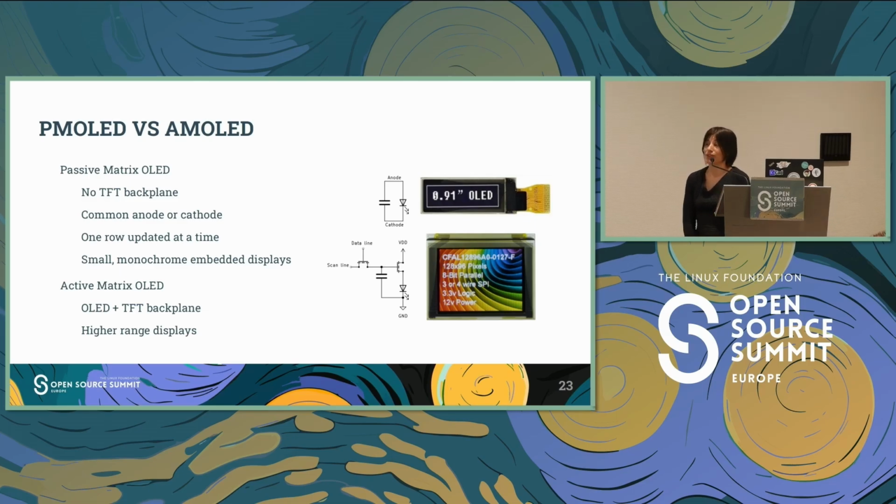Okay, but of course, if you need to be refreshed more frequently and you have a higher range display, what do you do? You add a TFT backplane to your passive matrix display, and that's how you make higher range OLED displays. They're actually OLED plus some kind of TFT backplane. And the distinction is that the passive matrix that we saw before, with update row by row, is called PMOLED, and the ones with the TFT backplane are not called TFT OLED, but they are called AMOLED. And they're generally higher range, with more colors.